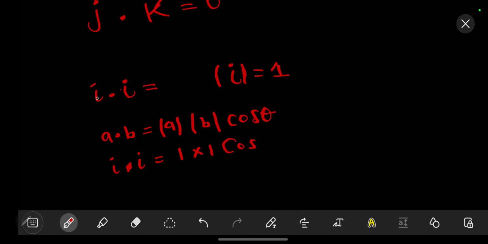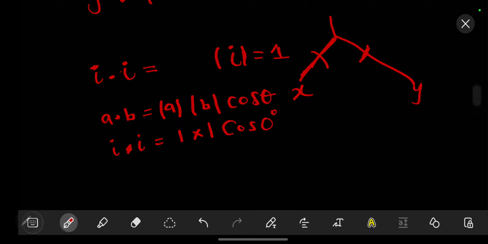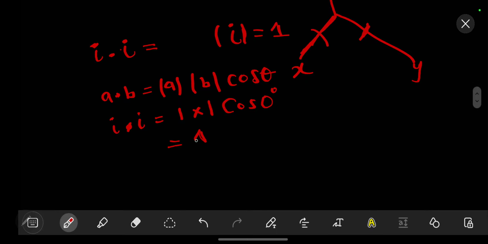Now, I dot I means both of them are in the x axis, in one axis. Let's say this is x, this is y, so they are both in one axis. As long as they are in one axis, there is no difference in the angle. Therefore their difference in the angle is just 0 degrees. And we know that 1 times 1 is 1, and the cosine of 0 is 1. So this is how 1 times 1 gives us 1.